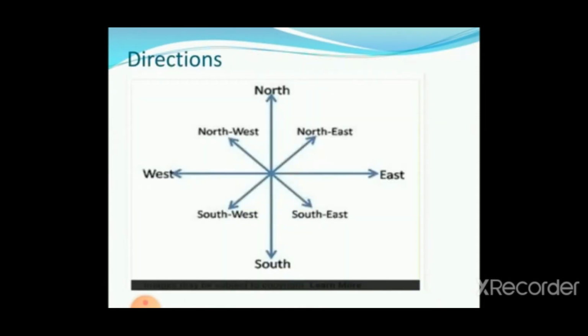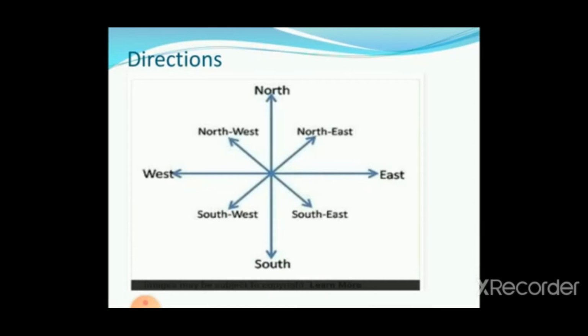The first one is directions. There are 4 main directions. They are north, south, east and west. These 4 directions we call cardinal directions, and the remaining 4, that is northwest, northeast, southwest and southeast, are called the intermediary directions. So these 8 directions together, 4 cardinal directions and 4 intermediary directions, help us to find the exact location, the exact place where it is located.